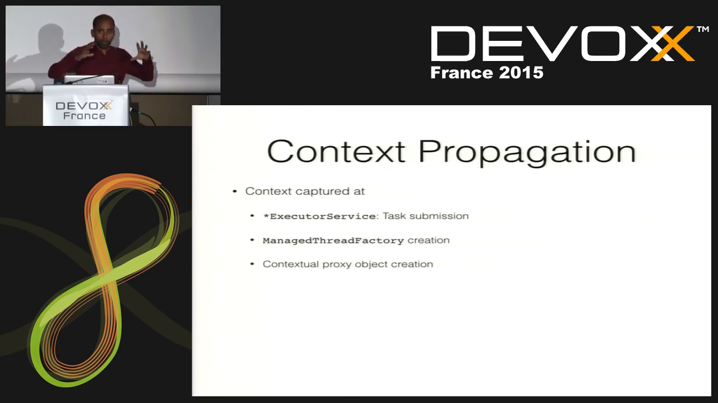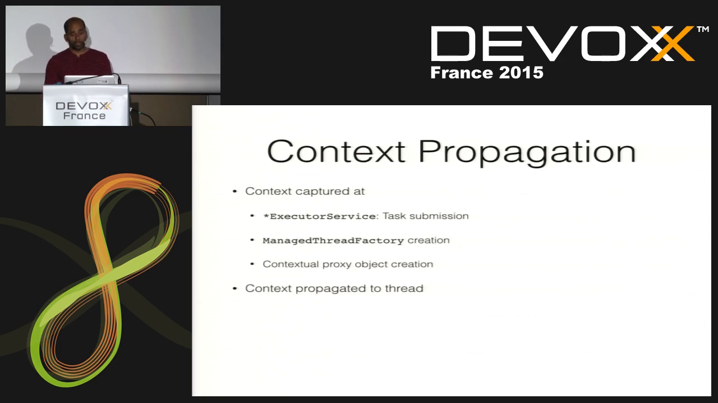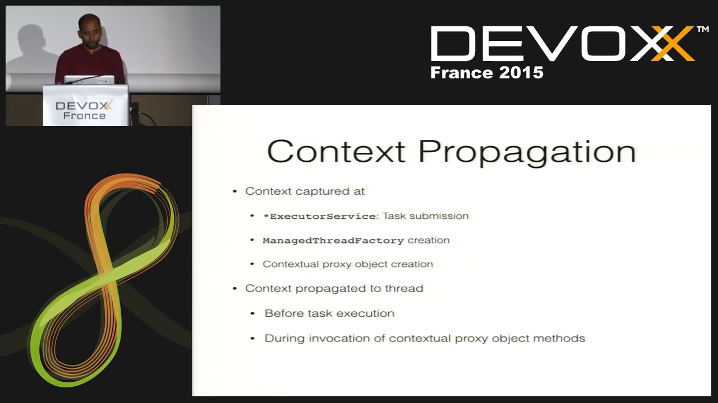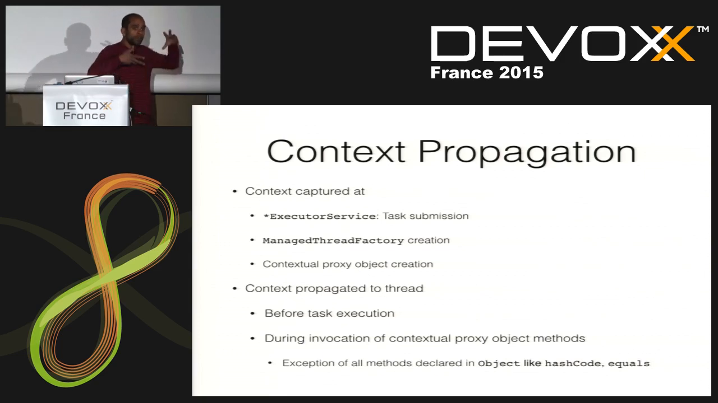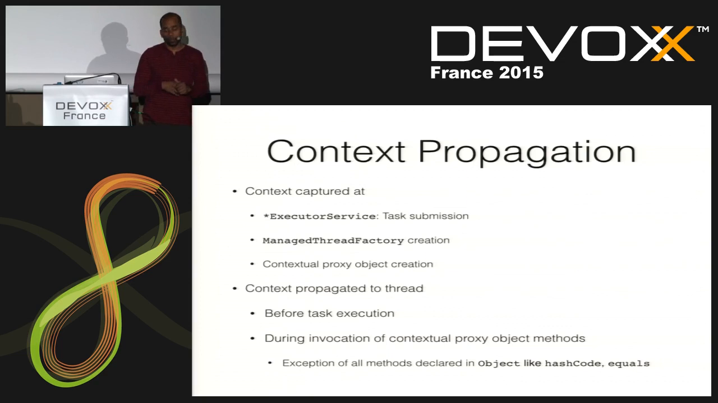So it's very important to understand where. In this case, as soon as I inject managed thread factory, the context is captured. In managed executor service and managed scheduled executor service, as soon as a task is submitted, that's when the context is captured. And in this case, once again, when I create the contextual proxy, not at the time of injection, that's when the context is captured. The context, of course, is propagated to the thread before the task execution and during invocation of the contextual proxy object methods. And then after the method returns, the context of the called method automatically resumes.